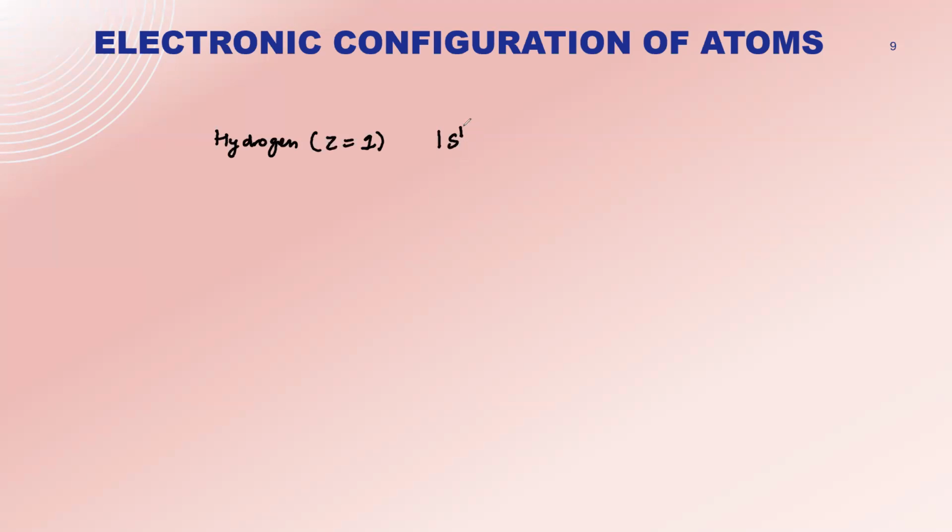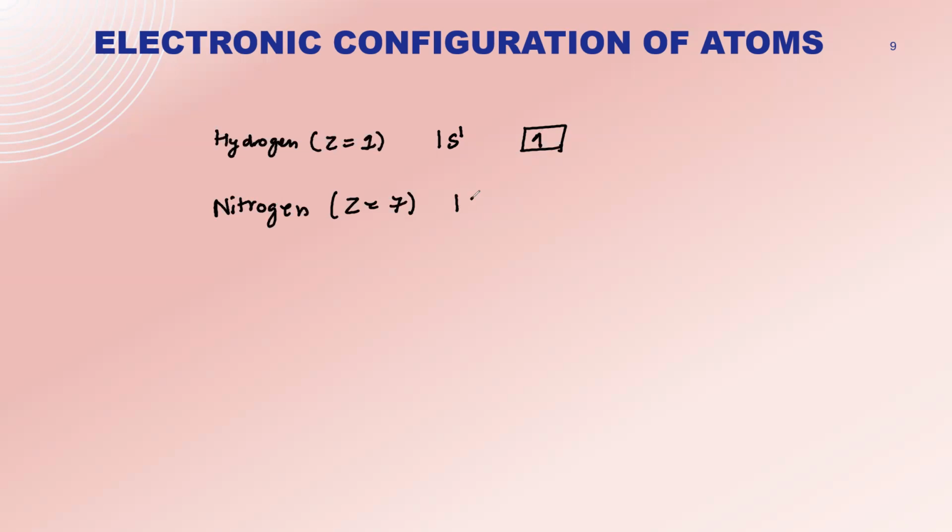So you have to write the elevated numbers. So elevated numbers represent the number of electrons. So 1s1. So how to draw the structure? The structure would be like this. Okay, now let us try to write for nitrogen. Nitrogen, the atomic number is 7. So what would be the electronic configuration?